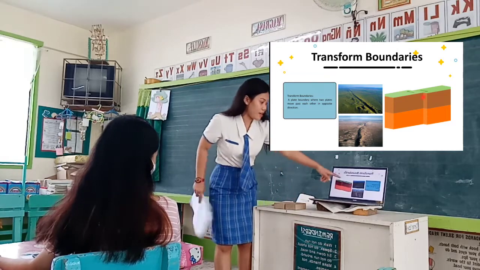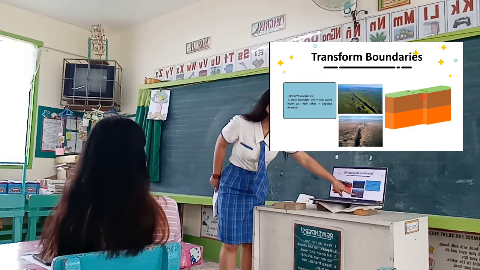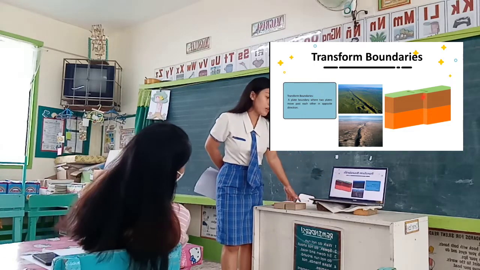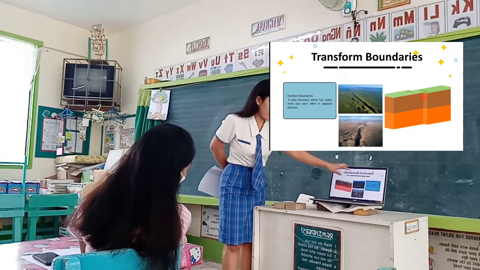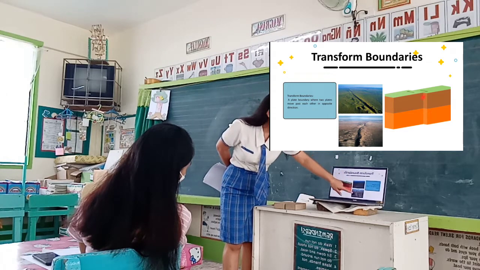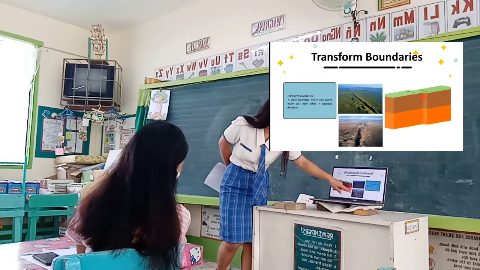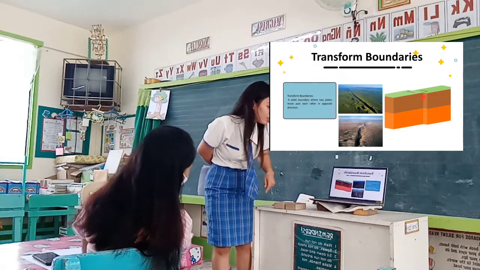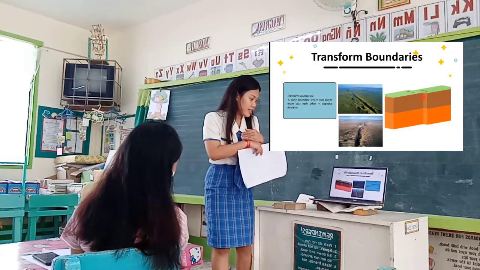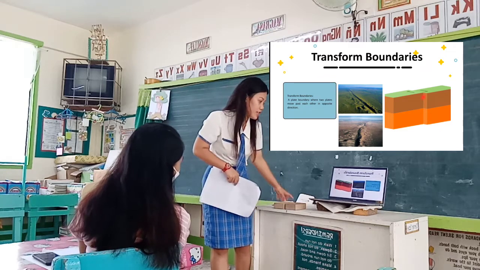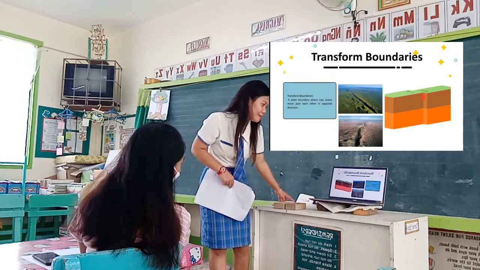So, as you see here, I think it's a crop here. The land between them. They just slide past each other. Slide. Yes.